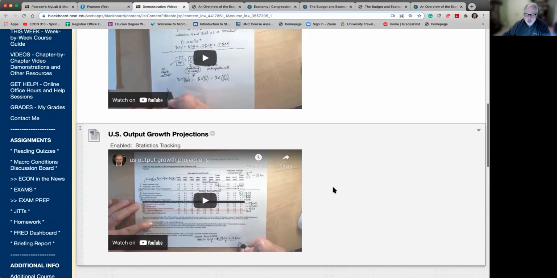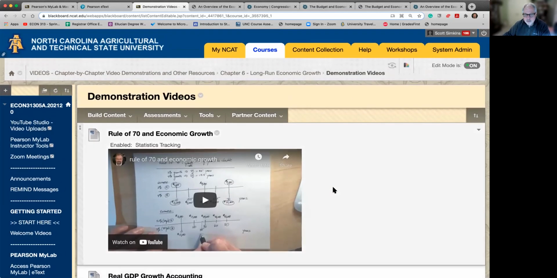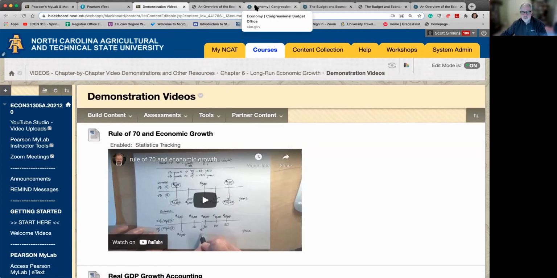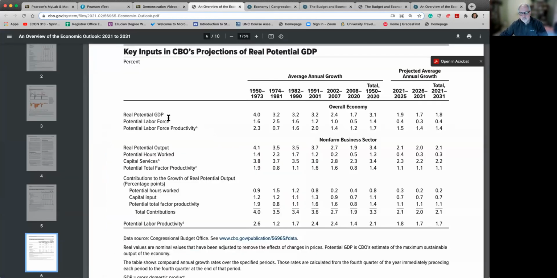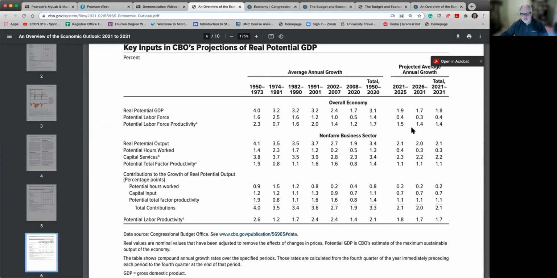So that should give you a good overview of the chapter, relating it to what's in the textbook, and also how it's related to this most recent Congressional Budget Office publication, which came out in February. Right, this is that table we're talking about. So one of your goals is to really think about how does this relate to that growth accounting equation that we saw in the first section of chapter 6. And you'll see that also in a homework question.